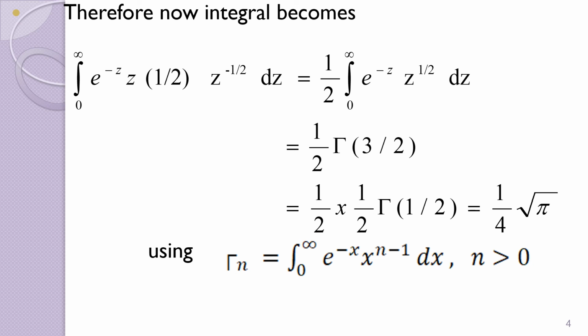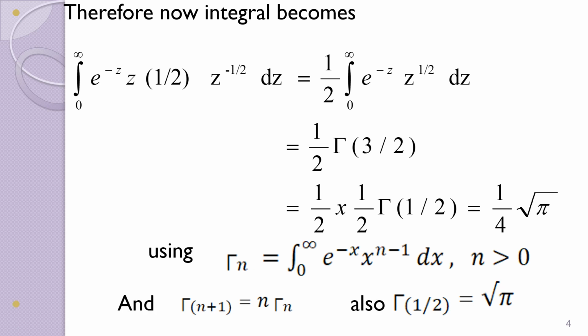To evaluate the value of gamma 3 by 2, we use gamma of n plus 1 is equal to n gamma n. Using that, the value of gamma 3 by 2 is 1 by 2 gamma 1 by 2. And the value of gamma 1 by 2 is under root pi. So substituting these values, the value of integral 0 to infinity e to the power minus x square dx comes out to be root pi by 4.